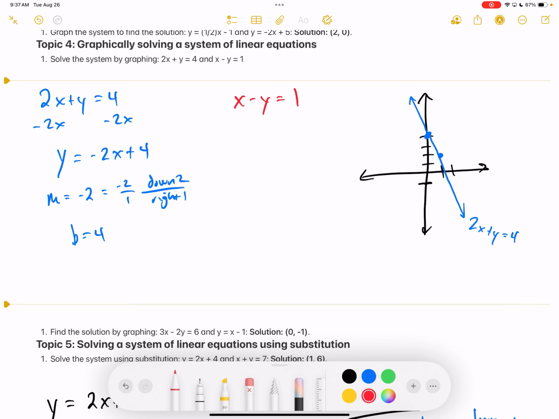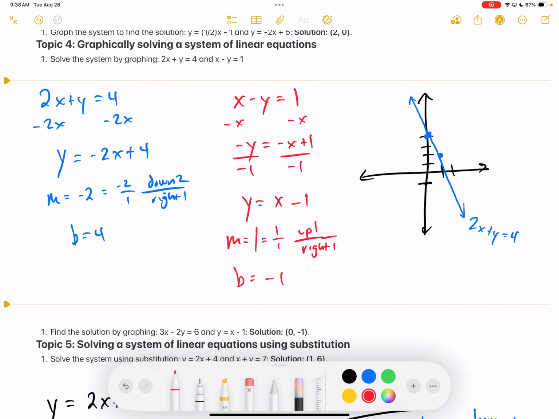And then my red one, same thing. I need to put it in y = mx + b, so I subtract x from both sides. But I still have a negative in front of y, so I divide everything by -1, and I get -x divided by -1 would be positive x. 1 divided by -1 would be -1. So my slope is the number in front of x. There isn't a number, so it's a 1. So 1 over 1, I'm going to go up 1, to the right 1. And then my y-intercept is at -1. So I start at -1.